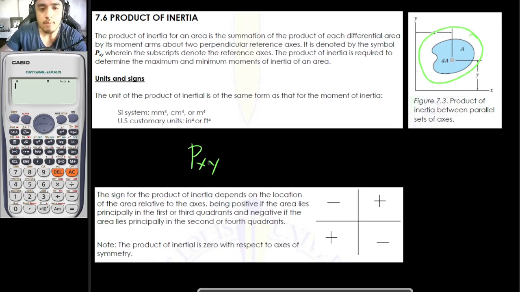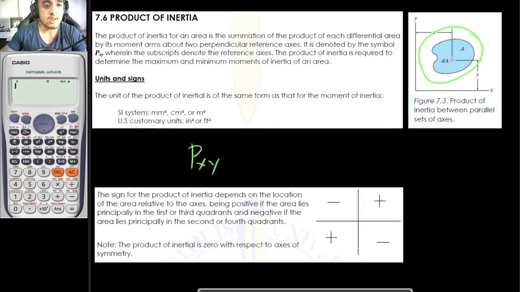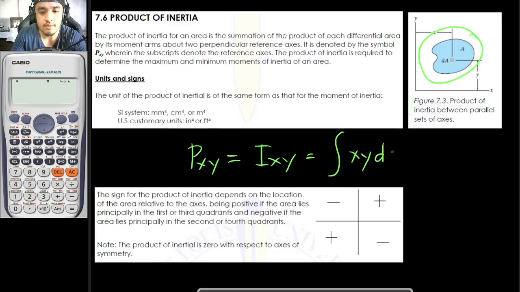And in my case, I am using the book by Ferdinand Singer, which is Engineering Mechanics, Statics, and Dynamics, which is to be this book right here. But if you would be looking at other books, they would say that the product of inertia is denoted by Ixy. So they are practically the same. So it just depended on the author that wrote the book. So once again, this is also equal to Ixy, and it would depend upon the book that you are reading. So our general formula once again is to be the integral of x, y times the differential area.